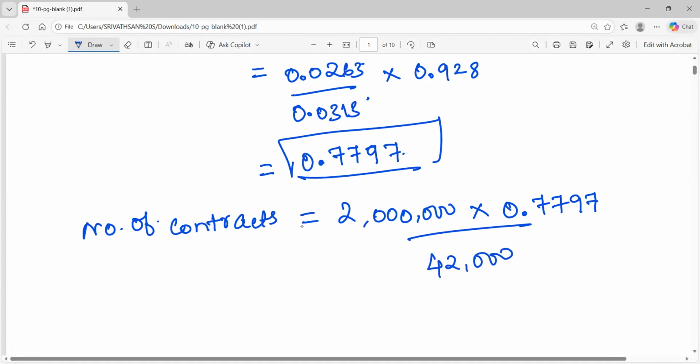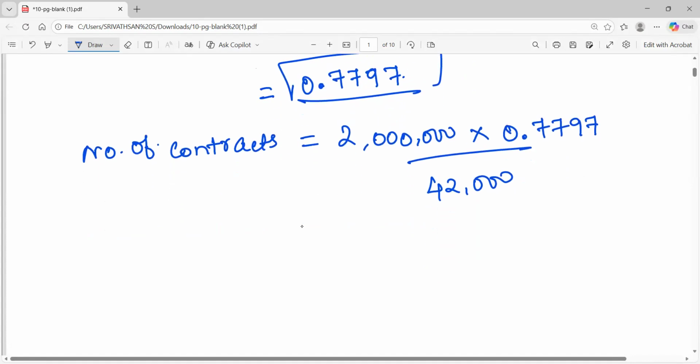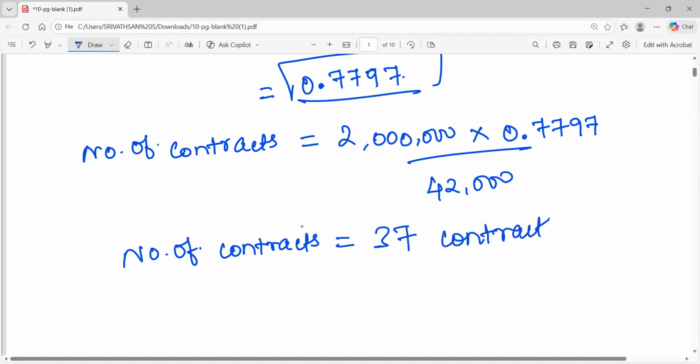Why 42,000? Because that is nothing but the lot size. So how many contracts do we get? Number of contracts is equal to 37. 37 contracts. Is it clear? Any doubt in this?